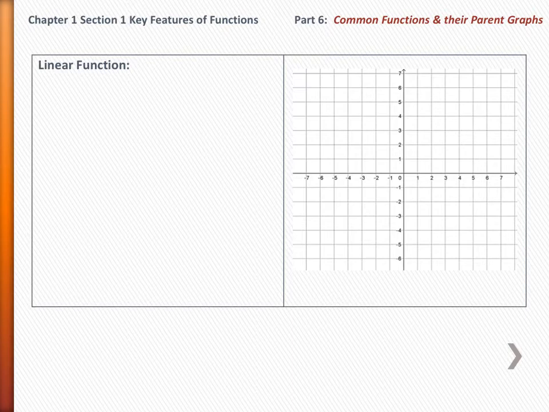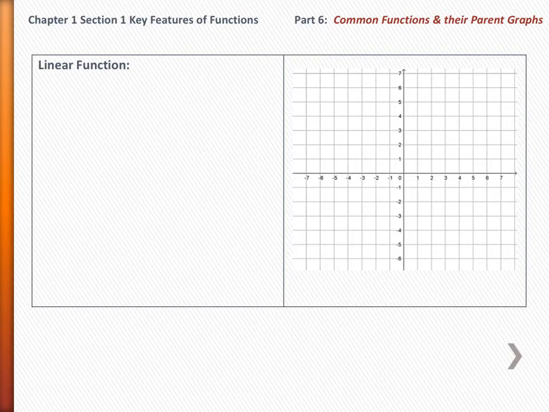And the idea behind a parent function is that for each type, there is a parent, the most basic form of that type. And all other functions that look like that can really be described as transformations to that parent. So that's really the 10,000-foot view of the course. So anyway, let's get started.